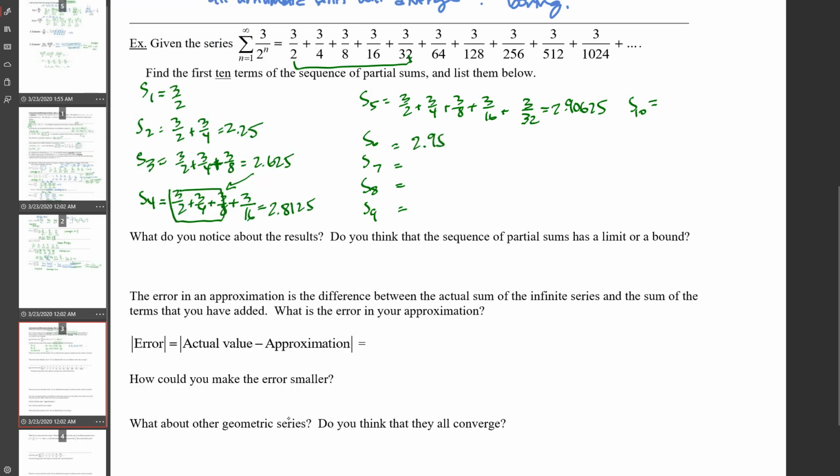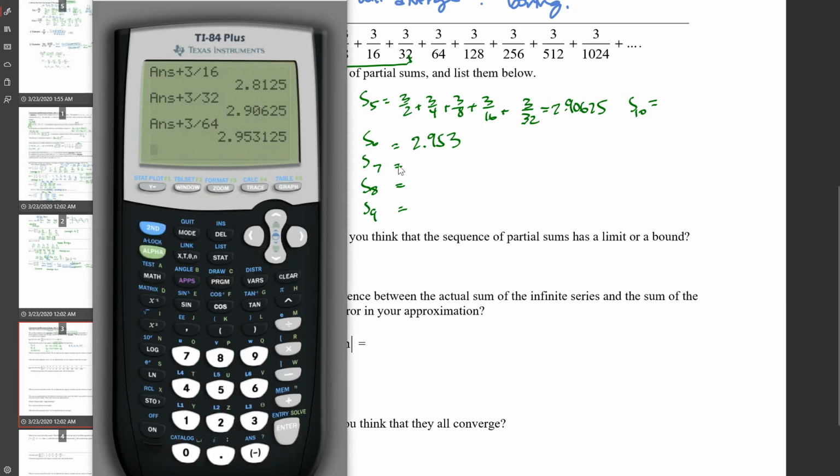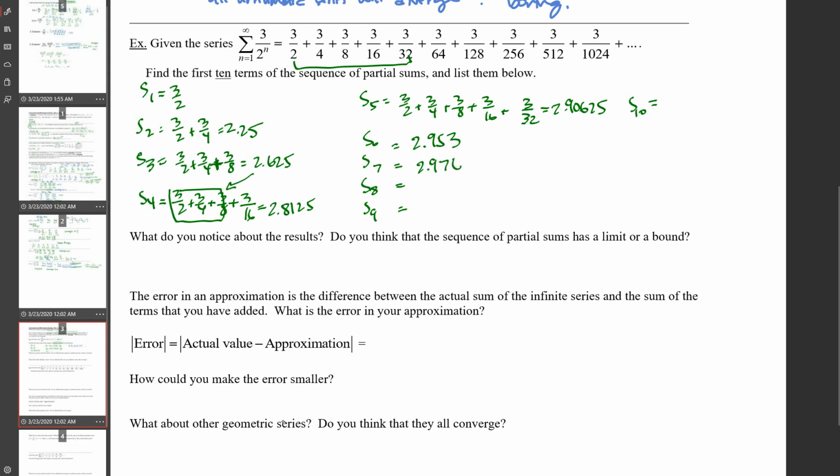2.953. And then I'm going to add this number with 3 over 128. It's going to be 2.976. I'm going to go ahead and fill in the rest of these, and you can verify it on your own. S8 is going to be 2.988, S9 is going to be 2.994, and finally S10, 2.997. Do you see what these numbers are approaching?